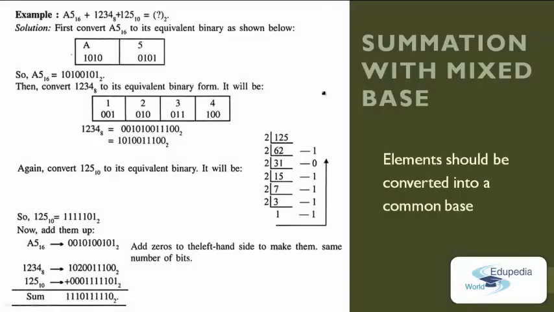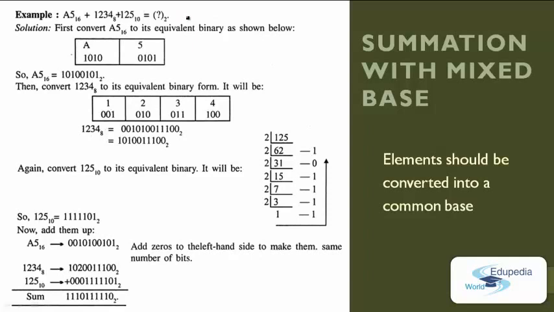Up to this point, we have learned binary addition, binary subtraction, binary multiplication, and binary division. All the examples that we have tried out had the same base operands. But what would happen if we have mixed base operands in our expression? For example, something like this. This number is a hexadecimal number, this number is an octal number, and this number is a decimal number. We cannot continue like this.